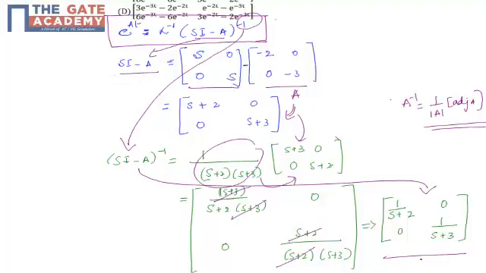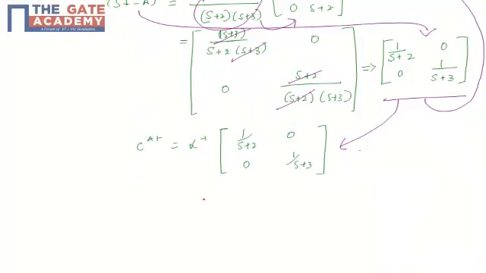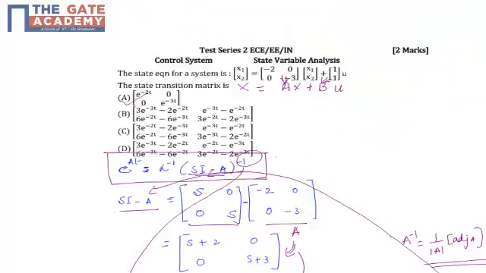So when we substitute in this formula, that is Laplace inverse of (sI minus A) inverse, substituting this matrix and simplifying, applying Laplace inverse to this matrix, we'll obtain e to the power of minus 2t, 0, and this one is 0, and e to the power of minus 3t. So this is the answer, and this is option A.